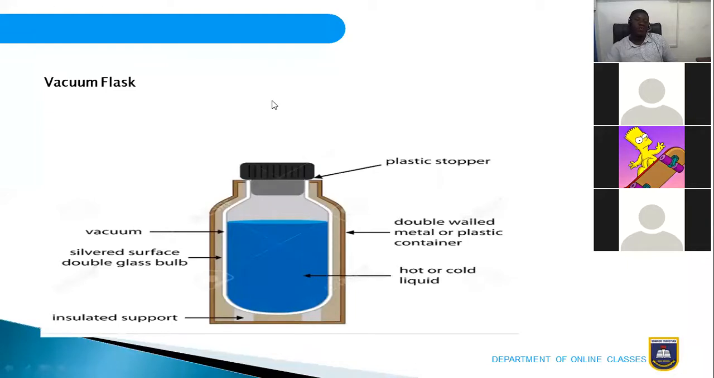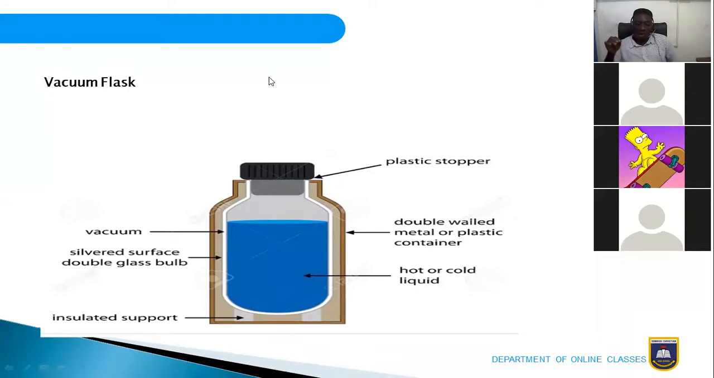So we are now moving to the vacuum flask. The vacuum flask is basically used to store, let's say, cold water to maintain the temperature of the cold water being poured into it, or to maintain the temperature of hot water being poured into it. So if you pour hot water into a vacuum flask, it will maintain that temperature for a very long period of time.